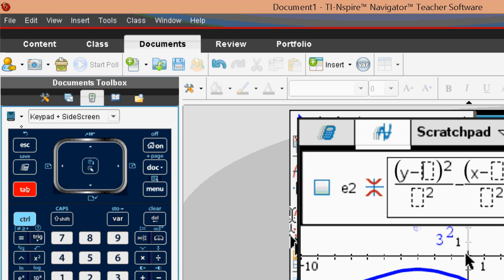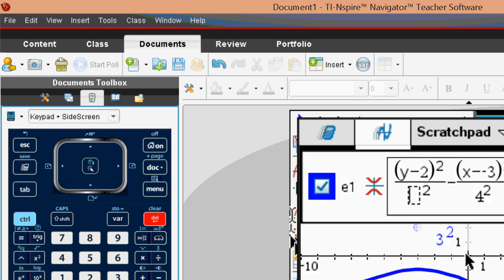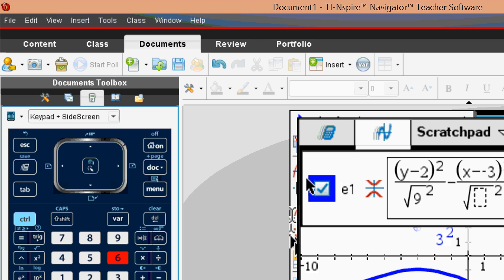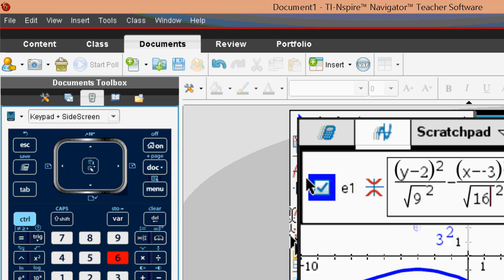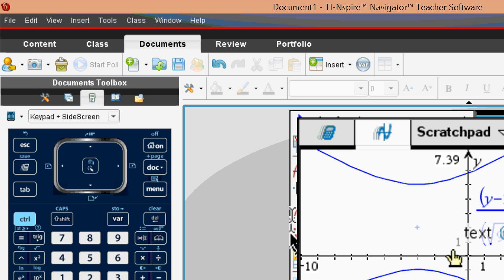Or, let me pull that back up, we need to type in down here, instead of typing in that, you can stick with the 9, but you just have to put square root 9. Now the square root and the square will cancel each other. I'll do that over here. Square root 16. This should give me the same graph I just had when I press enter. So we notice it's the same. Again, my center is left 3, up 2, just like we had.